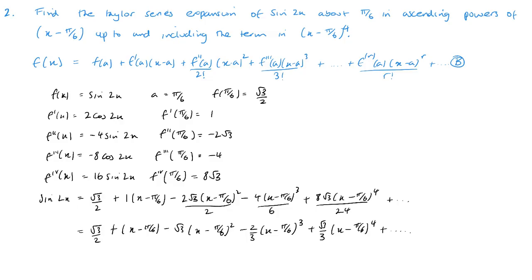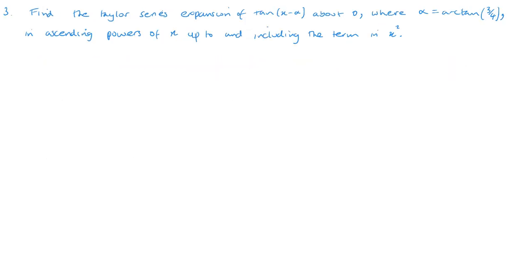Okay, let's look at question 3. Find the Taylor series or a series expansion of tan x minus alpha about 0, where alpha equals arctan 3/4 in ascending powers of x. So ascending powers of x means that we're looking at the expansion a, okay, which I just put up now. And we need to go up to the x squared term.